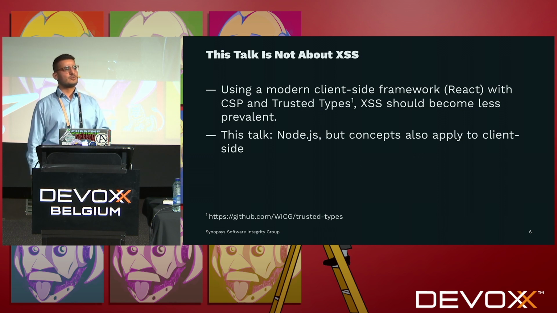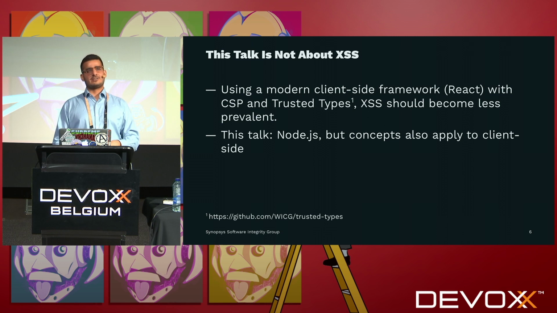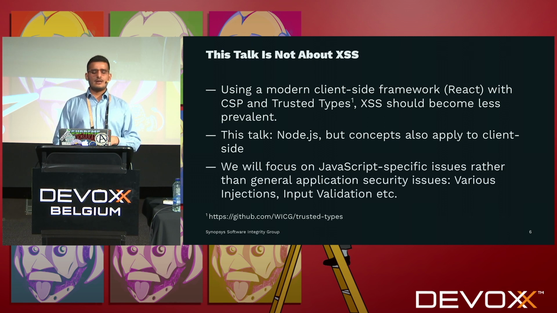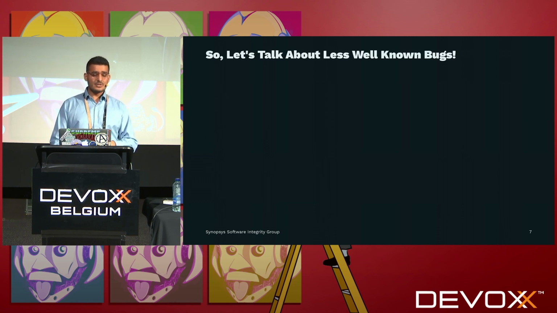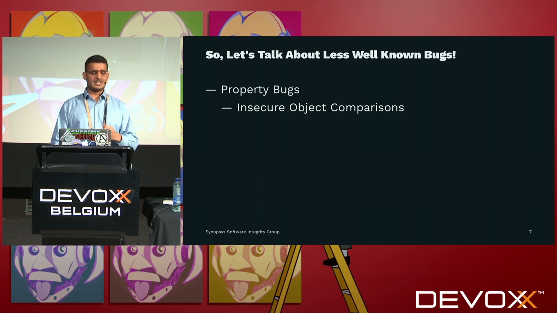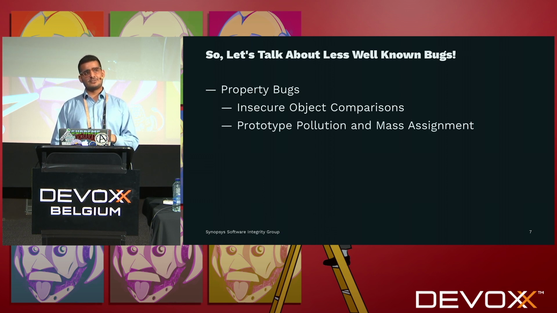So this talk really is more about JavaScript security bugs I found. A lot of concepts I'm going to demonstrate today are in Node.js, simply because it's a little bit easier to demonstrate these defects, but they also apply to client-side code. Specifically, I want to focus on JavaScript-specific security issues rather than generic ones. I don't want to talk about SQL injection because probably most people know about it. So let's talk about some well-known bugs: insecure object comparisons, prototype evolution, and mass assignment. And we're going to talk a little bit about the ecosystem.